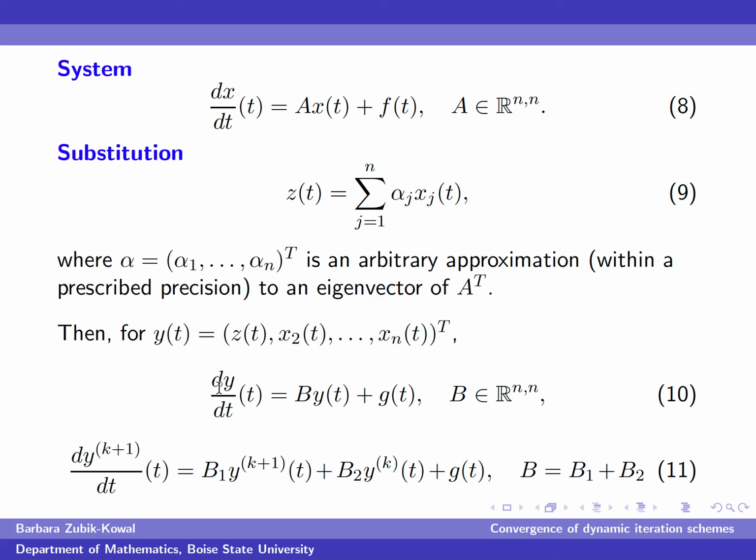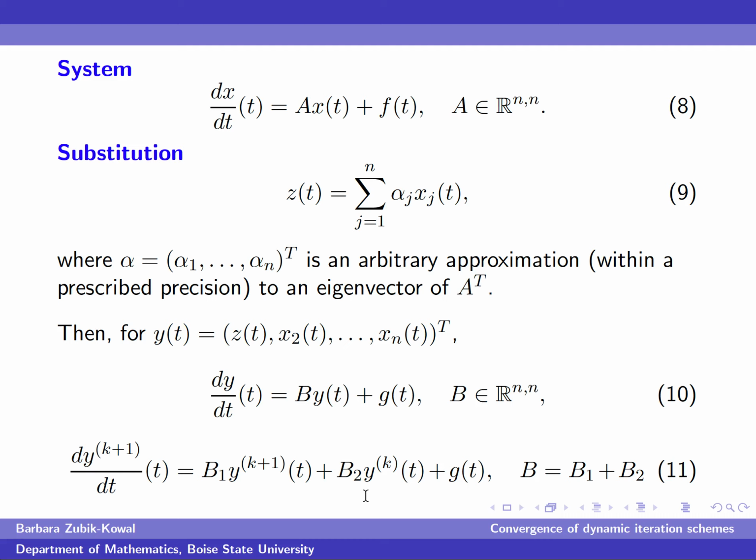system 10, where the unknown solution y involves zt as the first component. We now split this matrix B into B1 and B2, where B1 involves the main and lower diagonals of B, and B2 involves the remaining entries of B. Then we use the iterations written in this form down here, form 11, where the present iterate is multiplied by B1 and the previous iterate is multiplied by B2.